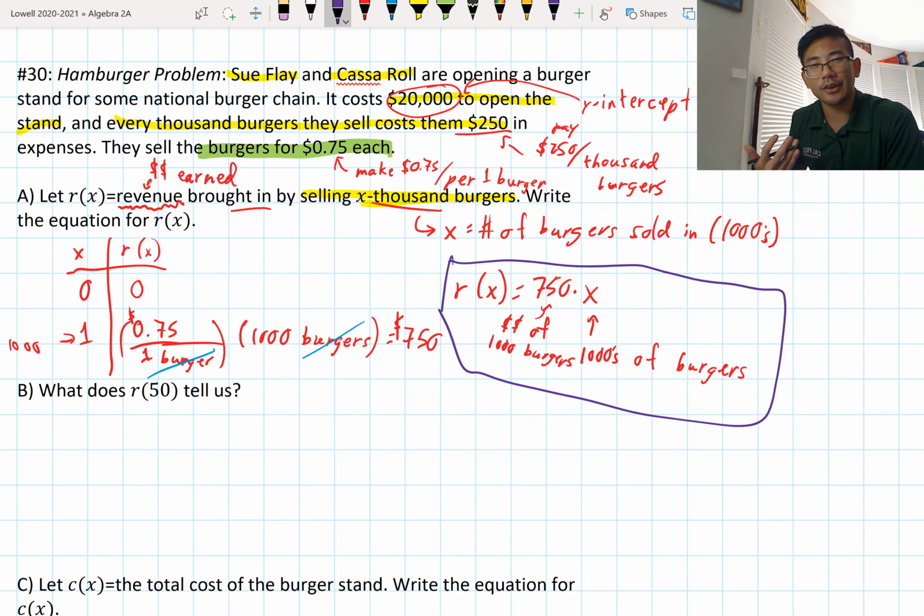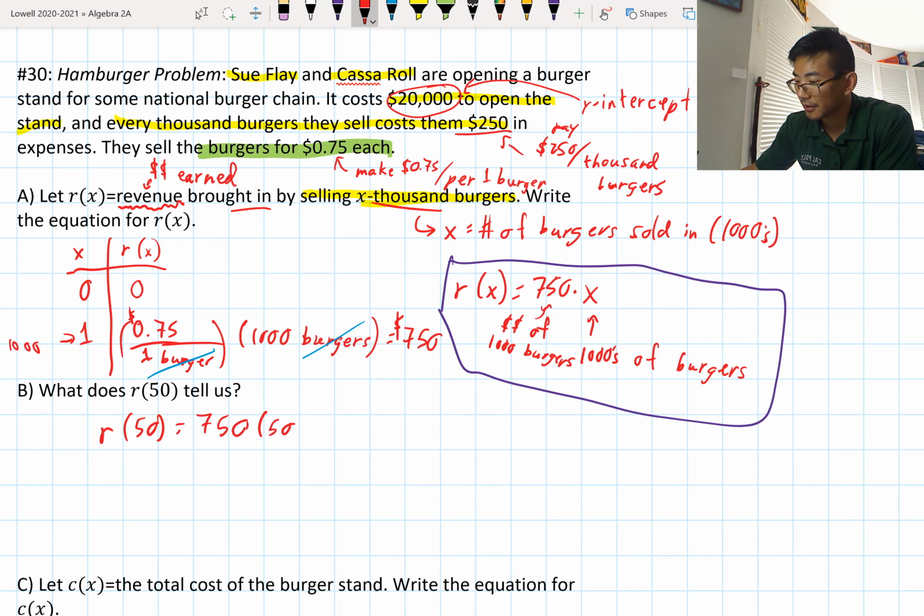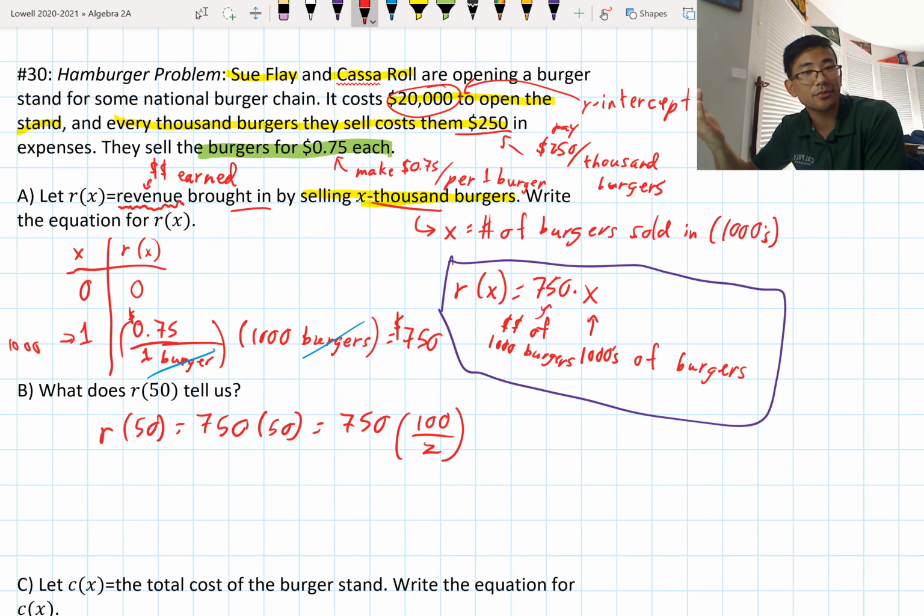Alrighty, so if I want to figure out what R of 50 tells us, and in the book it tells us about a bunch of these, but let's just focus on R of 50, I would just have to throw that in. So R of 50 would mean that I just plug in 50 for X. I should be, let's see, 100 times 750 would be like this. I'm going to multiply by 100, and I'm going to divide it by 2, because that's a little bit easier for me to do. And so this would be 750 plus 2 more zeros, divide by 2. So that would be $3,750.